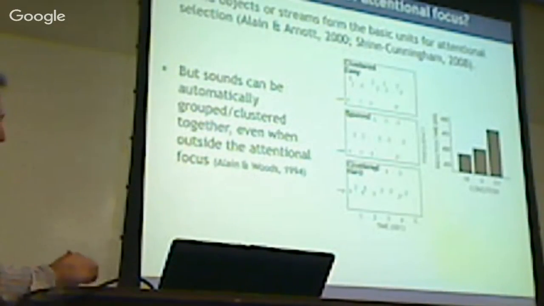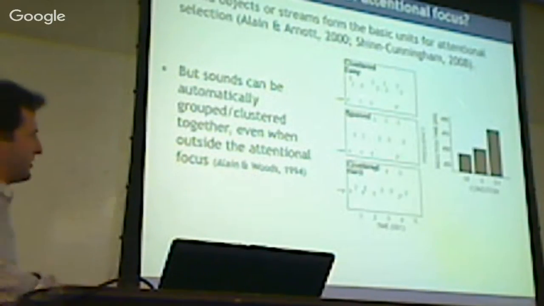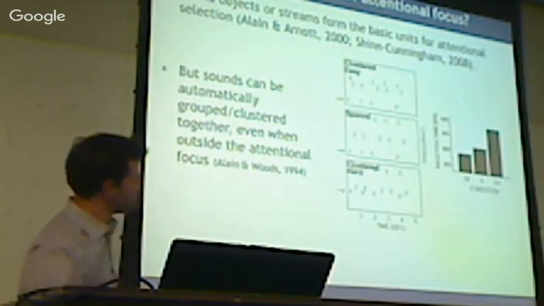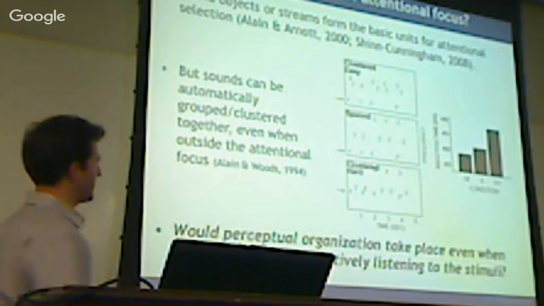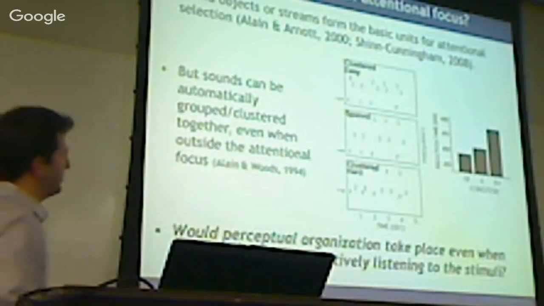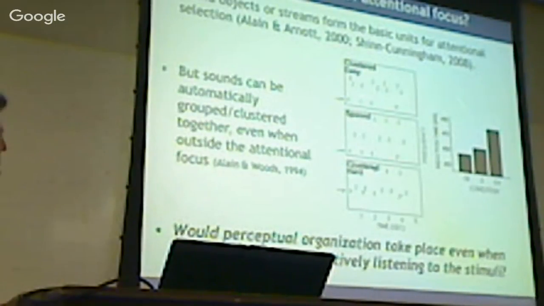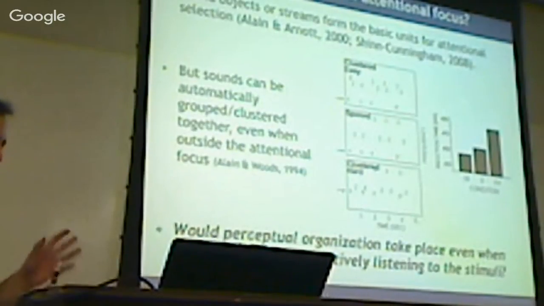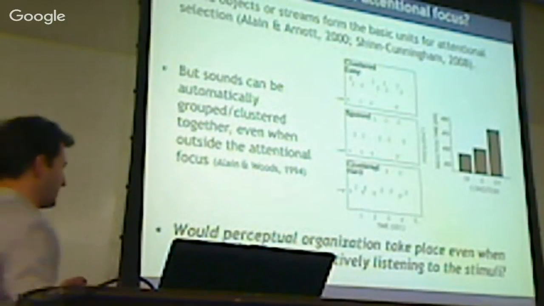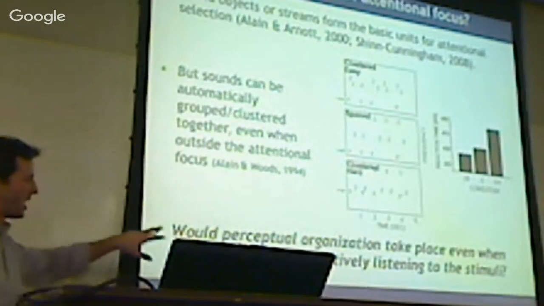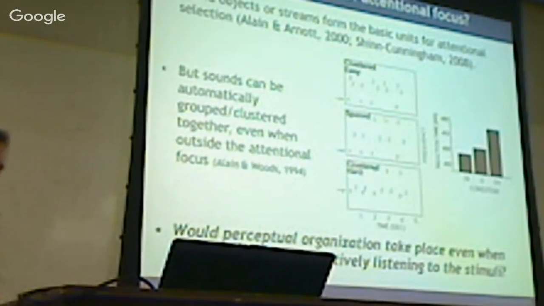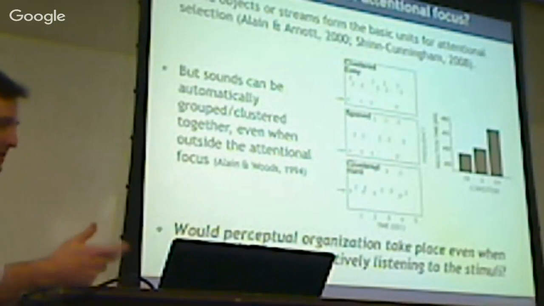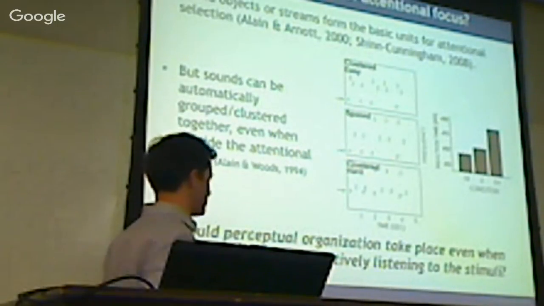Attention is never out of the game, right? It kind of overrides everything. But you have an automatic ability to group things even when they're outside the direct scope of attention. So this kind of experiment suggests that maybe we're doing this streaming somewhat automatically when there's no strictly focused attention, that it can happen automatically. So the question that emerges is: does perceptual organization, streaming, take place if you're not actively attentive? If no attention is explicitly paid?